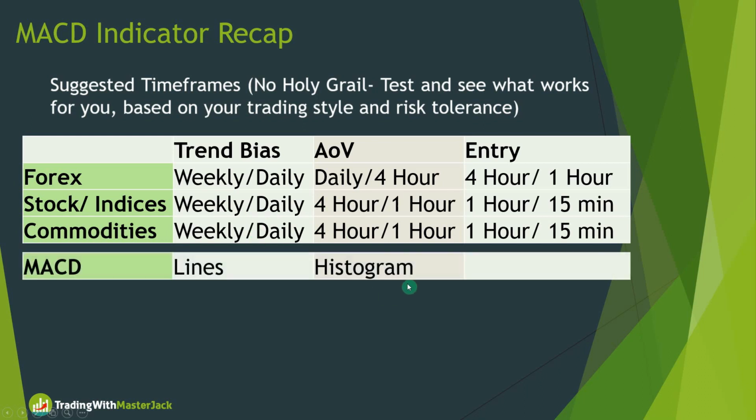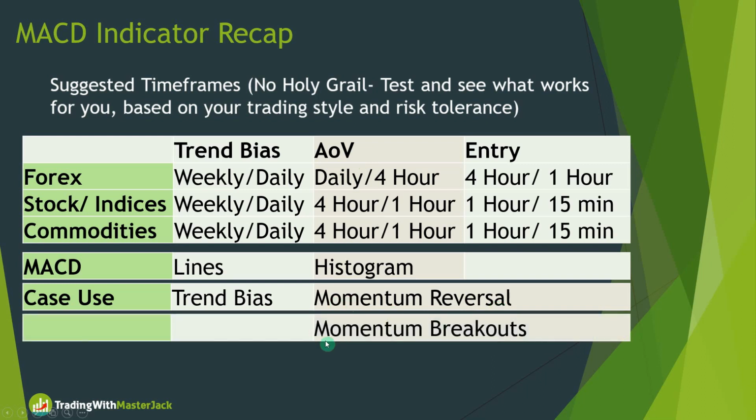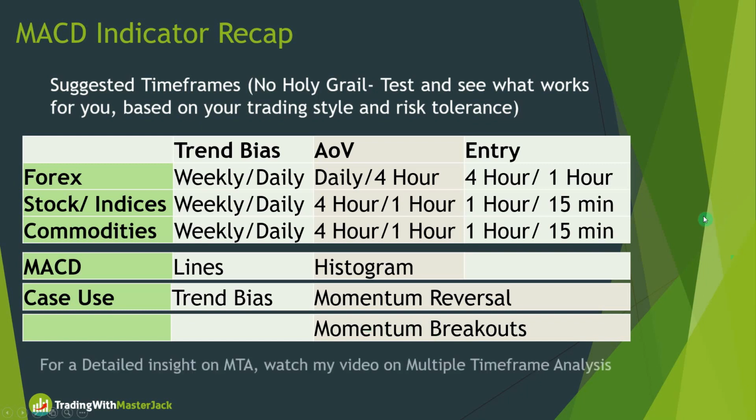Now just in terms of the MACD, how I use the lines and the histogram. The case use is trend bias. I determine my trend bias on these time frames. I use the histogram when I'm at an area value, and I've determined an area value. I can use the histogram to determine momentum reversals, if there are any, or even momentum breakouts. So yeah, that's basically the recap on the MACD.